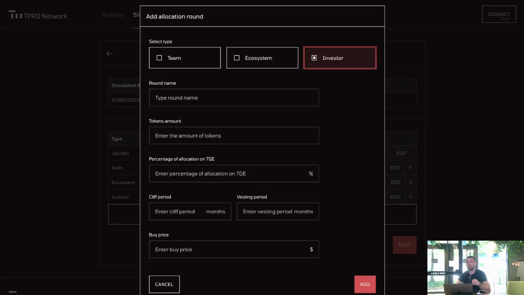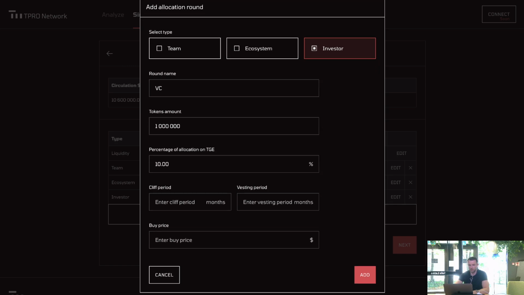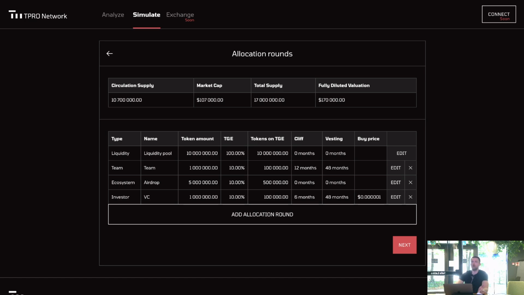And investors, are we going to have any investors at all on the primary market, right? Let's say yes. Okay, so we have some, let's say, VC investors here. They are going to have 1 million tokens. They will also have 10% of tokens available on the listing. They will have a cliff of, let's say, 6 months and a 48-month vesting period. And they bought our token at maybe this kind of price. Okay. So this is how you can design.